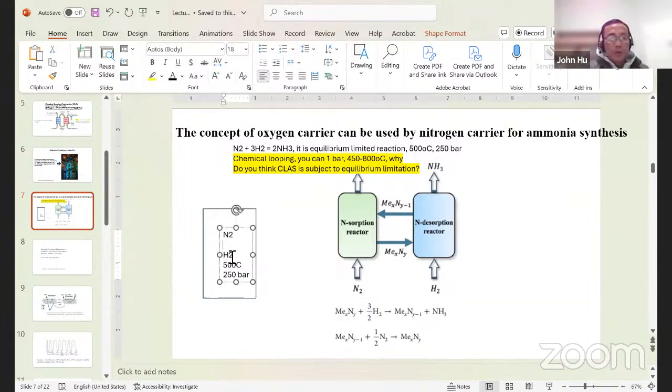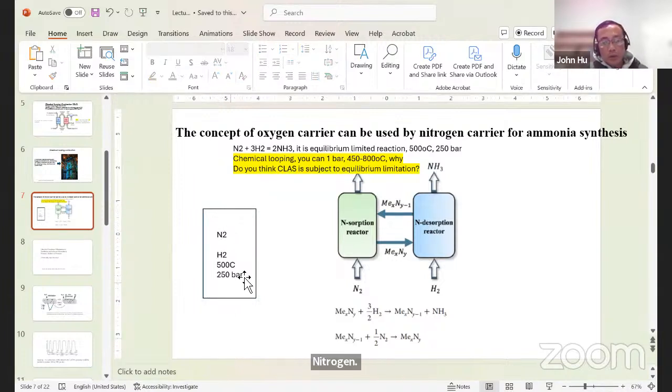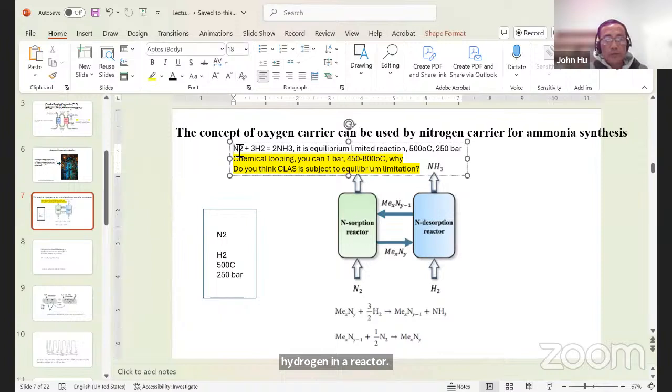Okay, so if you put the nitrogen and hydrogen in the reactor, they're together, okay? Like this reaction.